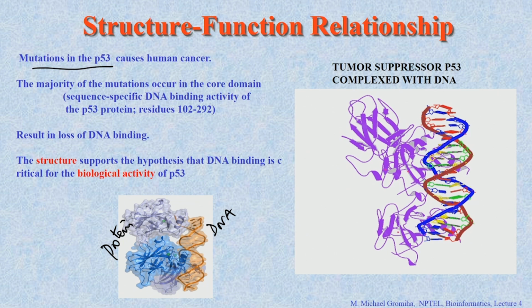Now, how do we understand why these specific mutations cause cancer? What is the relationship between this function as well as the structure? In this case you need structural information, because the structures are known. You can see the protein, this is the DNA, and you can see the sites where the proteins can interact.